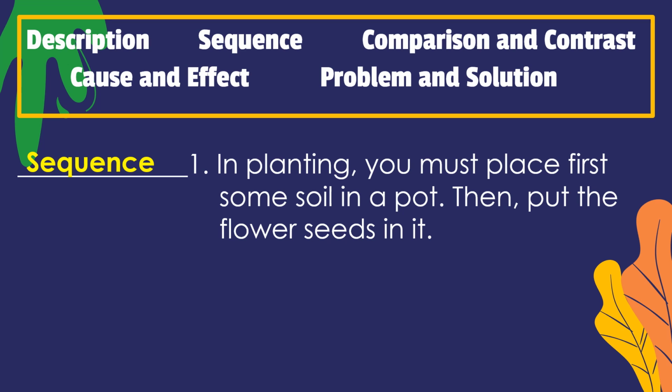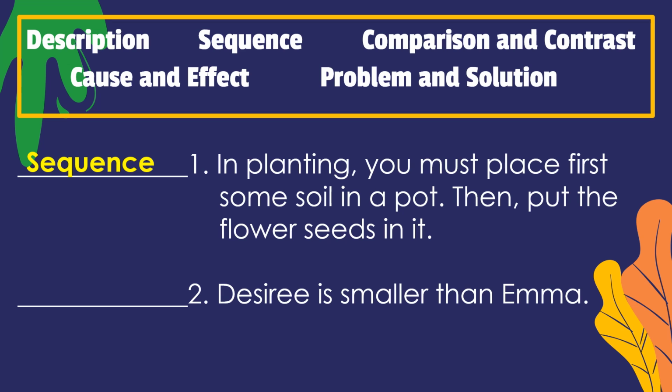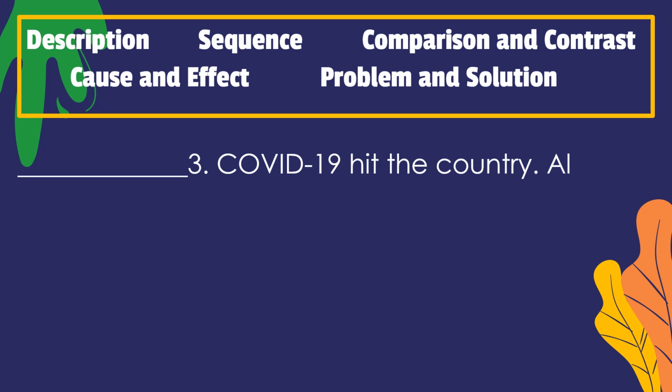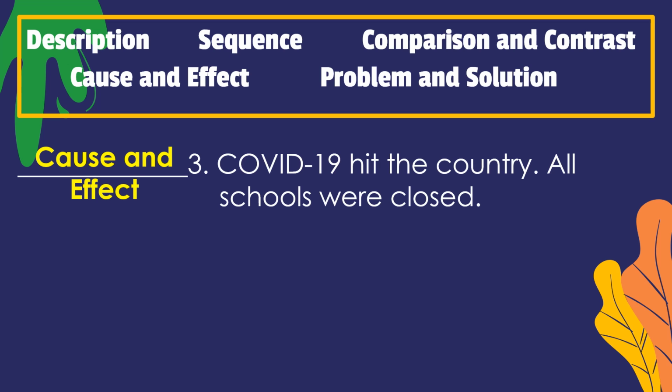Tama, sequence. Number 2, Desiree is smaller than Emma. Anong elements of expository text kaya ang ginamit dito? Tama, comparison and contrast. Number 3, COVID-19 hit the country. All schools were closed. Anong elements of expository text kaya ang ginamit dito? Tama, cause and effect.